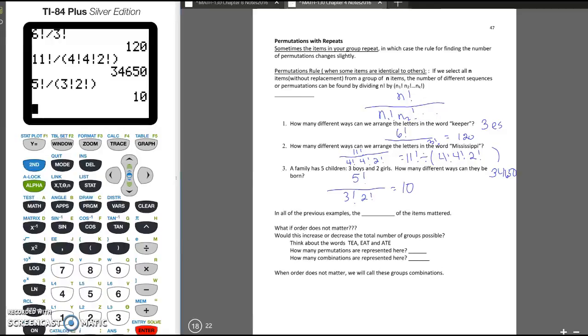In all of the previous examples, we were talking about the way that things were ordered. The order mattered. But what if the order doesn't matter? What if you just want to pick a group of things, but you don't care how they're ordered? Let's say you had the letters T, E, and A. If you're talking about the way you can order those letters, there are 6 different permutations, like tea, eat, and ate. But if we just talk about the group of those letters, T, E, and A, this would actually just be 1 combination. So we're now going to talk about combinations, when the order doesn't matter.